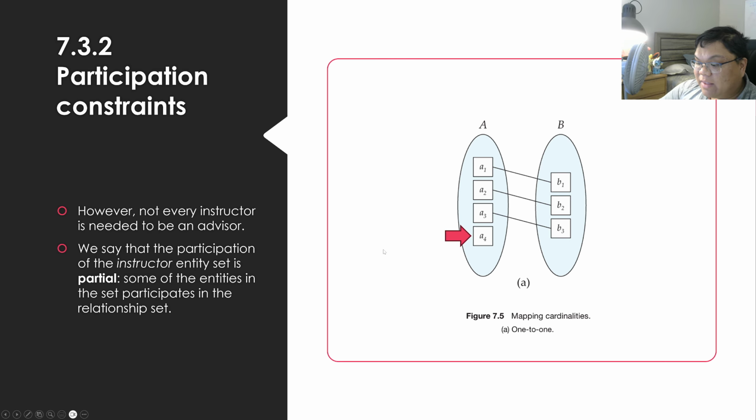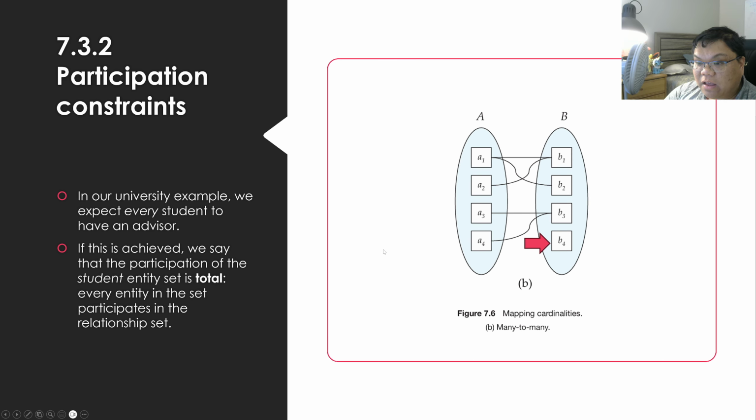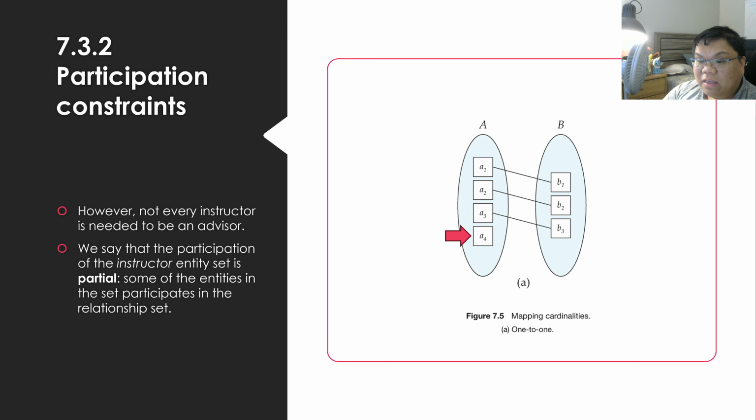We say that the participation of the student entity set is total if every student participates in the relationship. We also say that the participation of the instructor entity set is partial if not every instructor is participating.